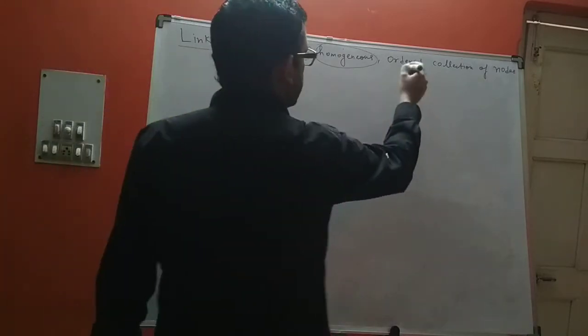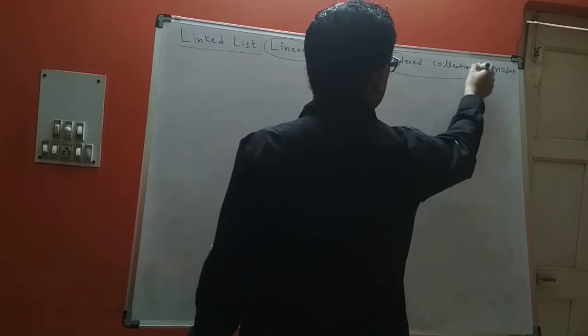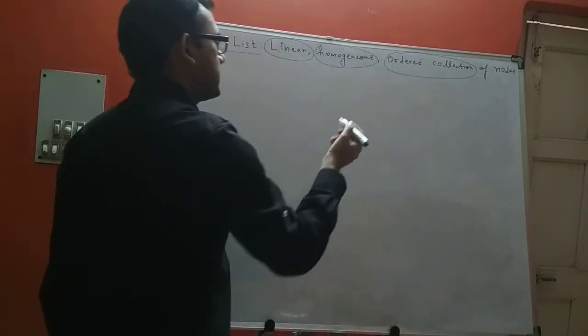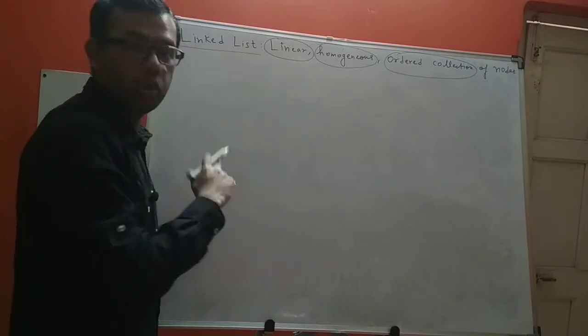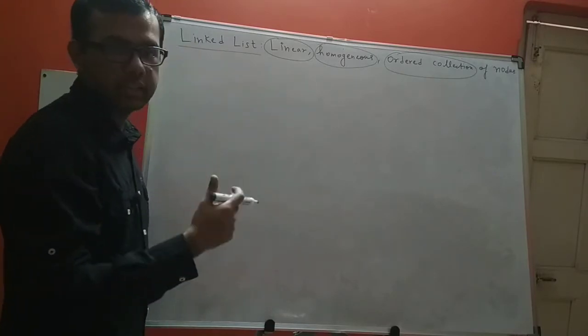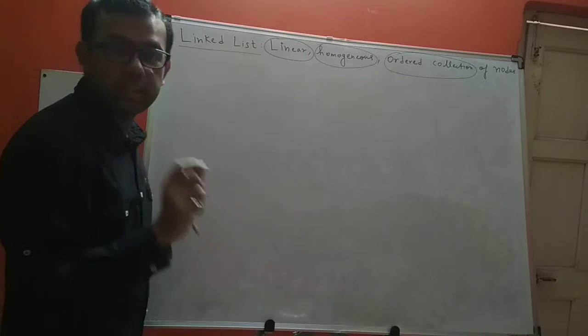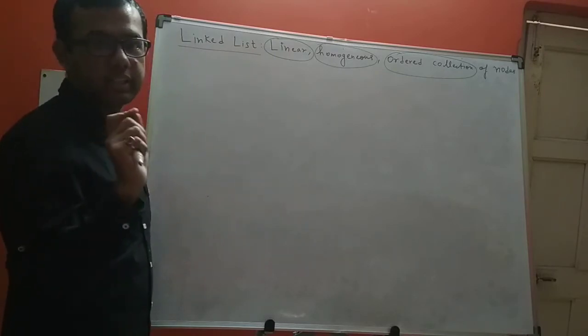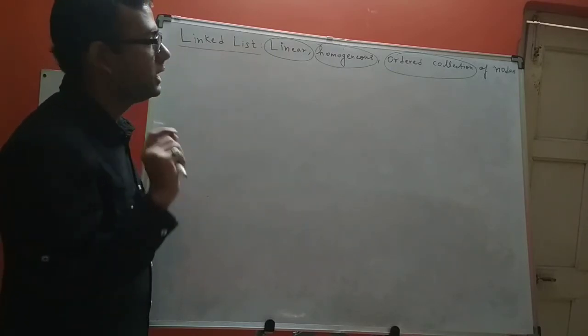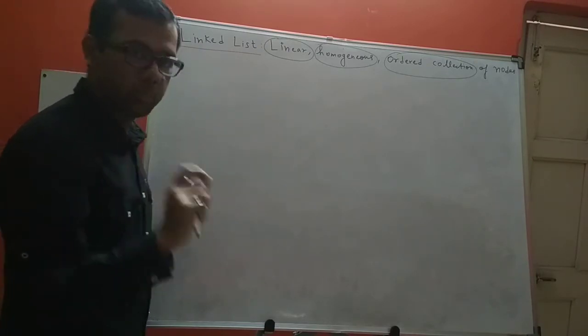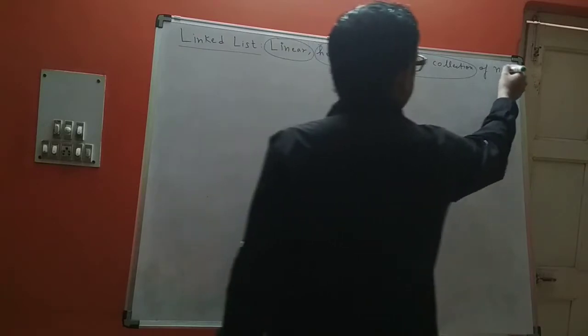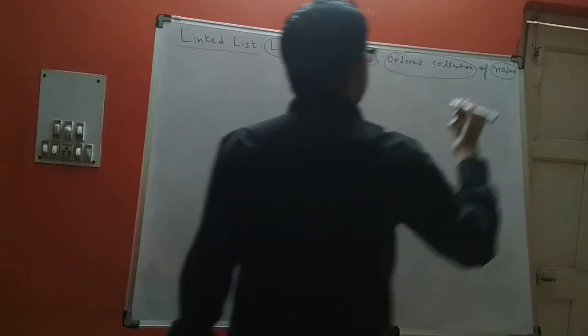Next, it is an ordered collection. Why is it an ordered collection? It is an ordered collection because the order in which the nodes appear in a linked list, or the order in which the data values appear in a linked list, is important. And it is made up of nodes.